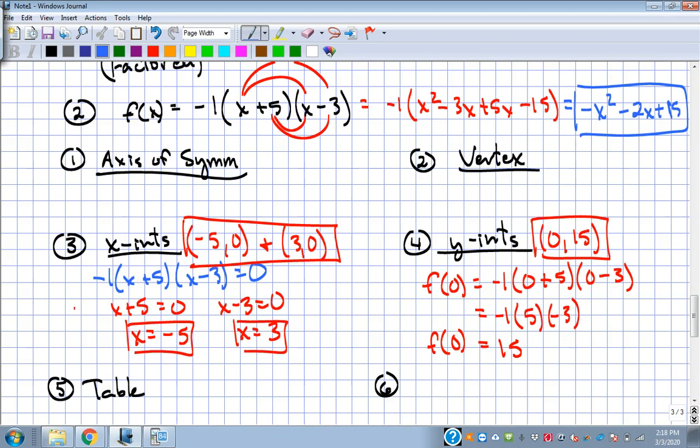Look at C, plus 15. What's our y-intercept? Positive 15. Those should match up. That's a checking spot for you. Make sure you multiplied it out correctly.